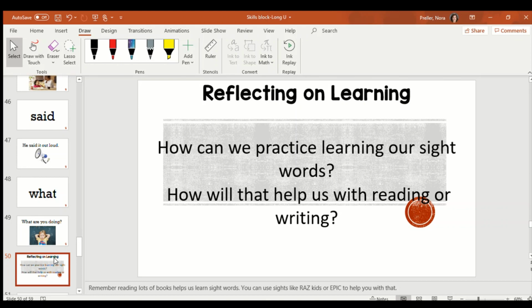It's also really helpful to read a lot, to go on Epic and Raz Kids and read lots of books because that can build your students' sight word knowledge, and to use flashcards and play sight word games. You can find some sight word games online and on our kindergarten website. Knowing sight words helps you be a better reader and writer because they come up in reading and writing constantly, and if you know them quickly, it makes it a lot easier.